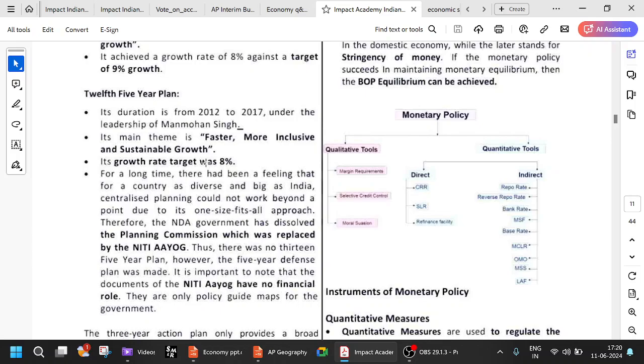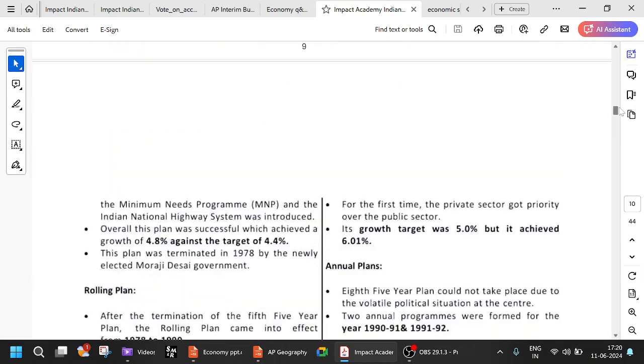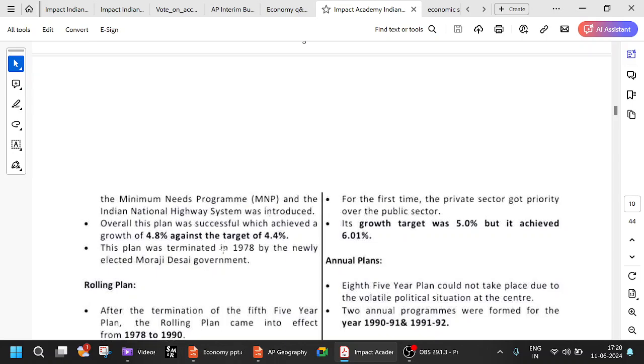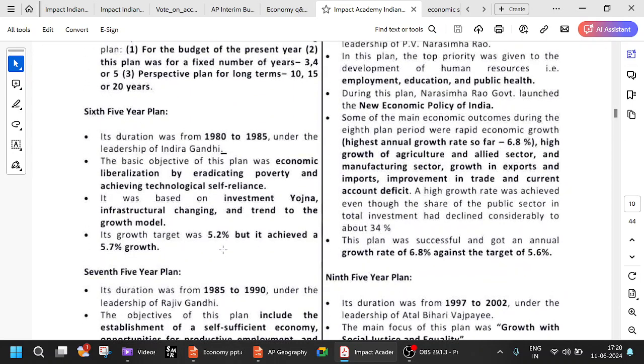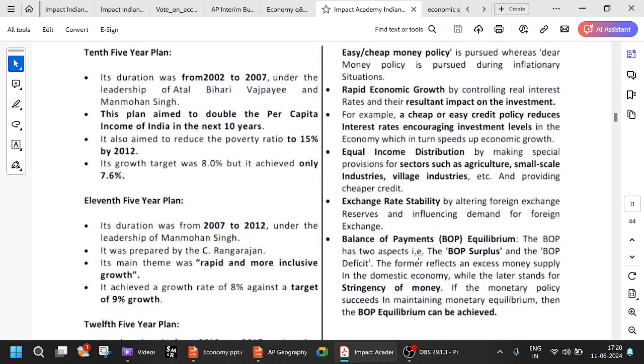Then we've seen 6.8 for the first time, right? Which one was that? Fifth one, the fifth 5-year plan achieved 4.8 against a target of 4.5. So after a long time, they achieved the target in the fifth one, and in the eighth one they achieved 6.8, which was the highest by that time. And after that, everything is 8%, 9%, huge growth rates.